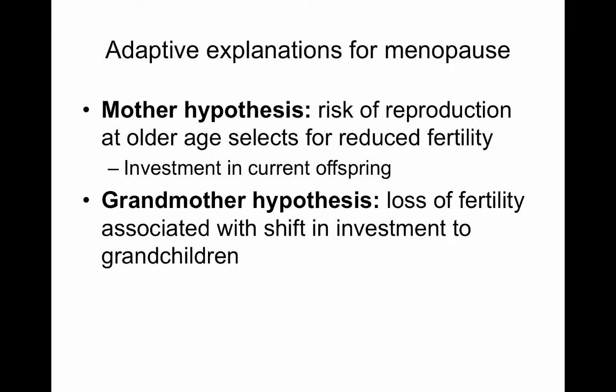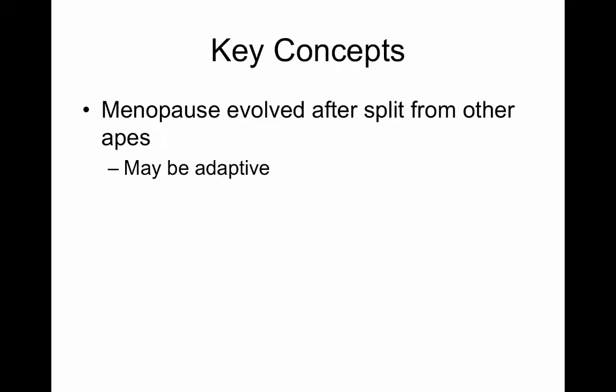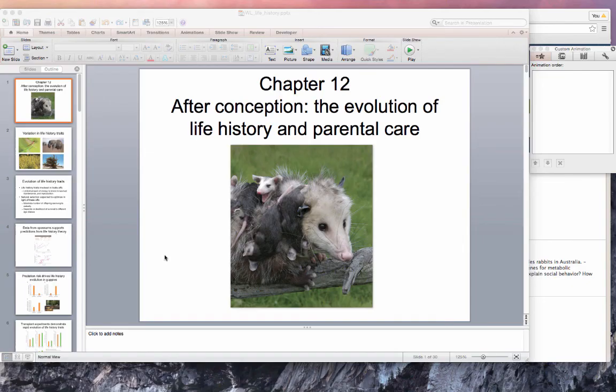A second hypothesis, and they're not necessarily mutually exclusive, is the grandmother hypothesis, that a loss of fertility is associated with a shift towards investment in grandchildren. The grandmothers raise many of us, myself in part included, and the presence of grandmothers may be so important to human success that this post-reproductive period, particularly in women, is favored. So menopause is distinct to humans, and there are at least two reasons why it may be adaptive.